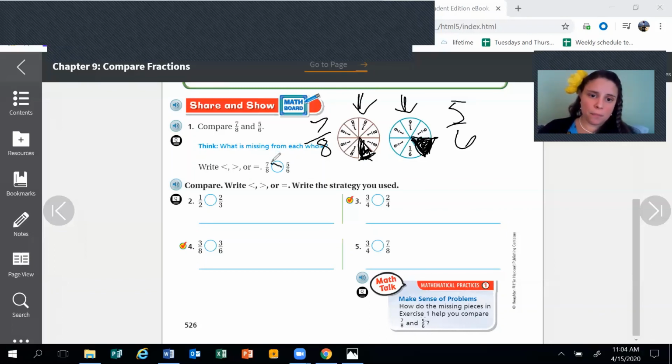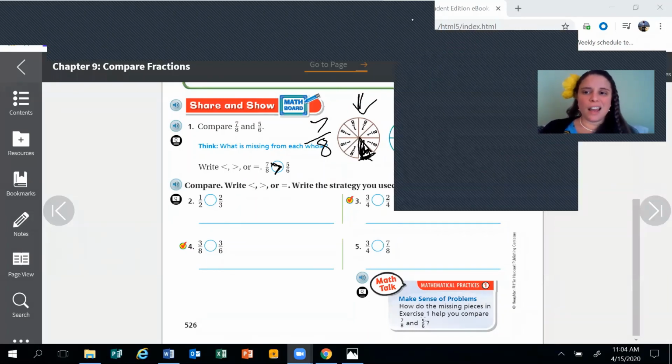Okay. And I know this is kind of a tricky concept. And like I said, you can use this or you cannot use this. I just need you to try and figure it out right now. And then you're going to do 2, 3, 4, and 5 on your own. Draw a picture, use fraction strips, do whatever you want to do. Okay? And you got this. Of course, you can always contact me if you have any questions. Okay?